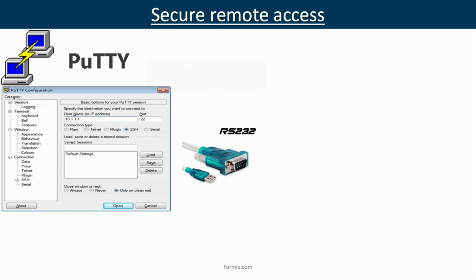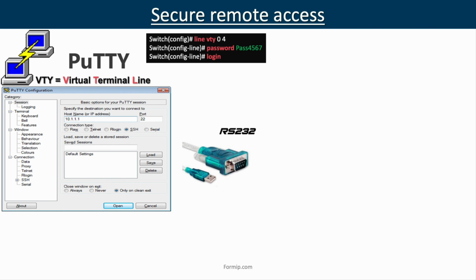We will now see how to open Telnet access on a switch. The line vty 0 4 command allows you to enter the configuration of the 5 remote access lines. The 0 counts as an access. That's why there are 5 of them. We can notice that the prompt has changed from config to config-line.